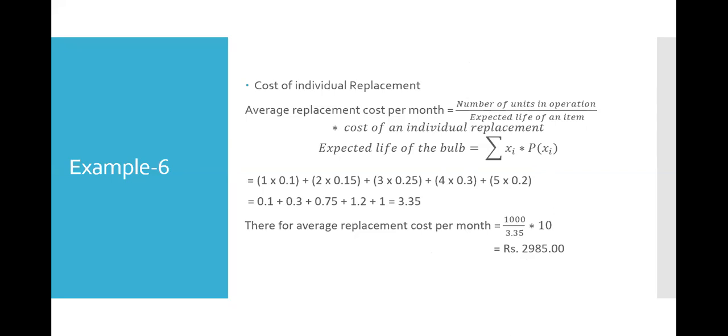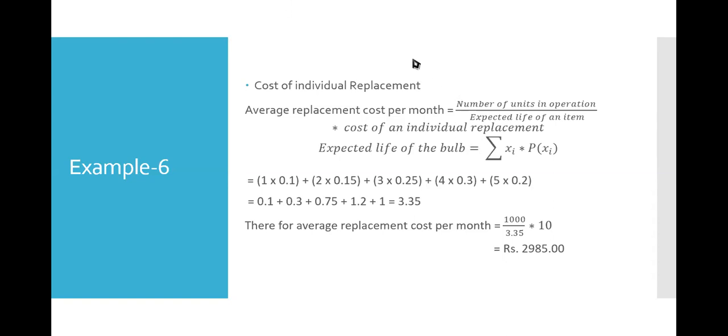all the bulbs at the end of 3.35 months, then we can bear the cost per month of 2985. So around 3000 rupees is the cost that we are facing every month. So we must decide whether to go for individual or group replacement. For that we need to find out the calculation of the group replacement also. That is the second part, or second phase, of the example.